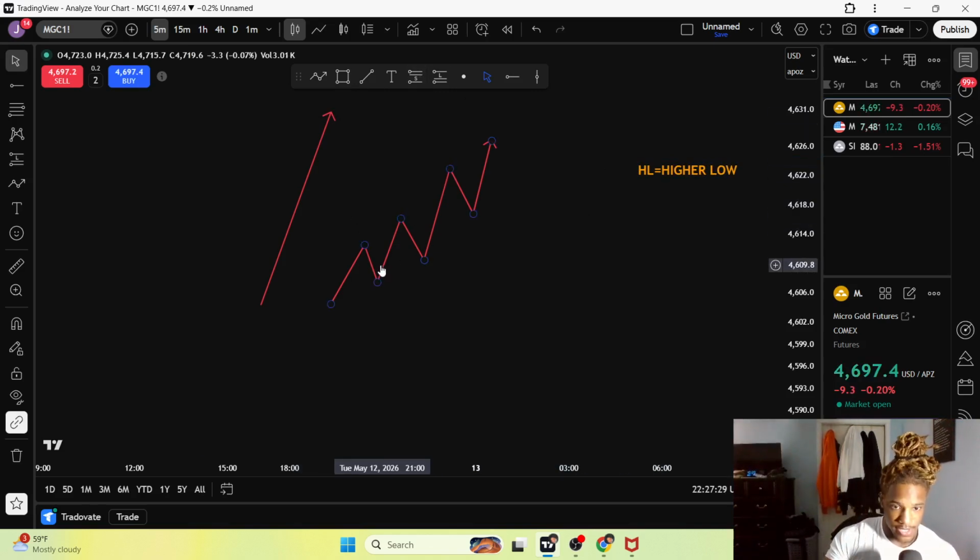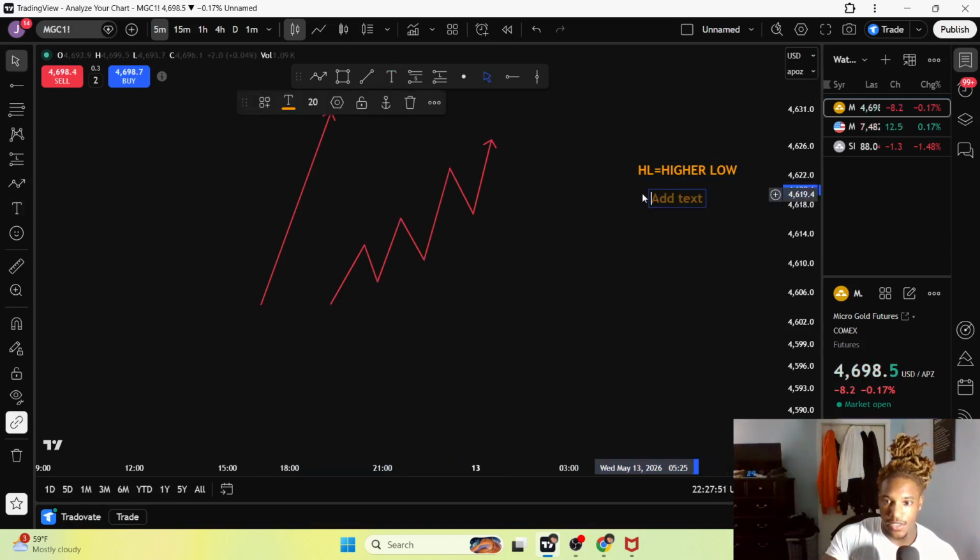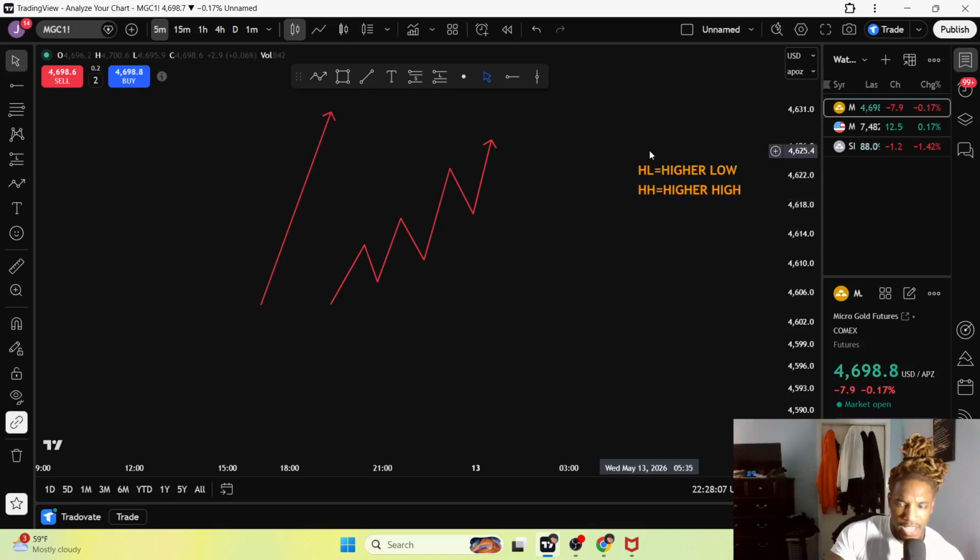Now, watch this. The market went up, came down, created a higher low right here, but then came up higher than this previous high. If this high is higher than this previous high, this is a higher high. So, let me abbreviate that as well for you guys. HH, we'll call it higher high. Boom. So we have higher low, higher high.